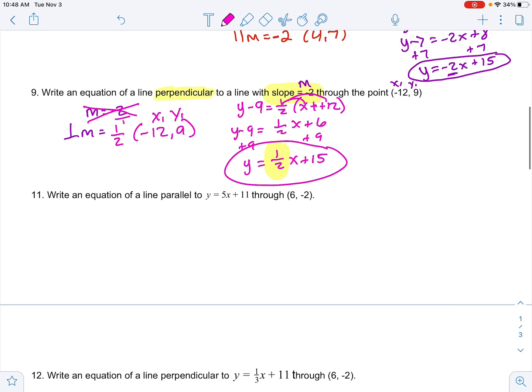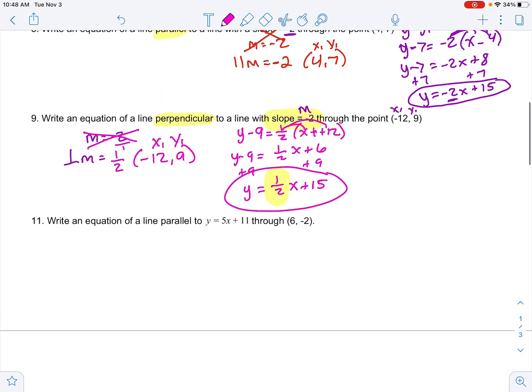Okay. Now these next two are very similar to that. The difference is instead of it telling you the slope, it's going to give you an equation now. So write an equation of a line parallel. Okay, so we need to highlight it. We're parallel to y equals 5x plus 11.